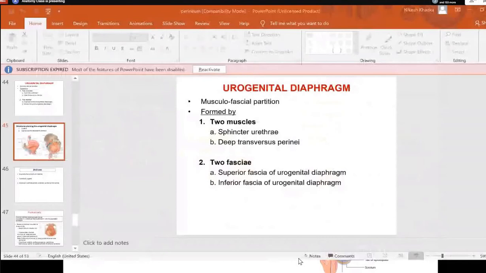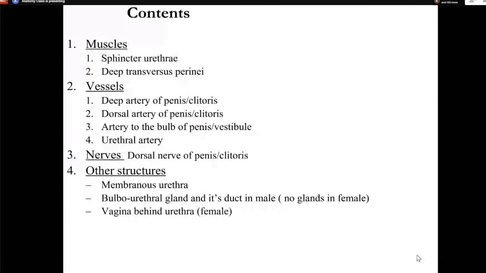The superficial transverse perineal muscle was the previous one. That was the content present in the superficial perineal pouch, and this is the deep transverse perineal muscle present in the deep perineal pouch.